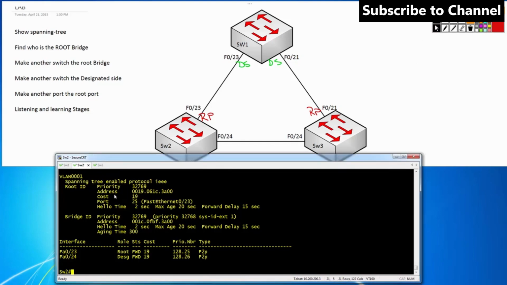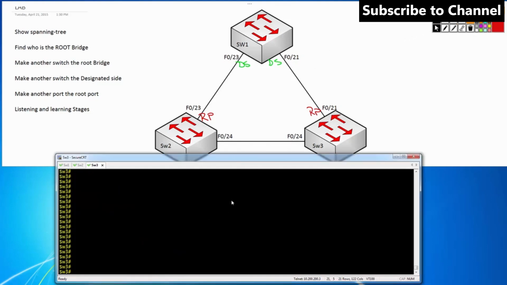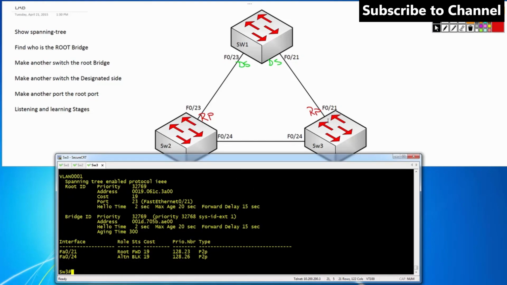Let's go find out. Here's switch 2. Look where my root port is. Beautiful. Fa0/23 is the root port. That is my role, and of course I am 40, which makes sense. How about switch 3? Fa0/21 is the root port. Beautiful. And look at Fa0/24. Fa0/24 is blocking.